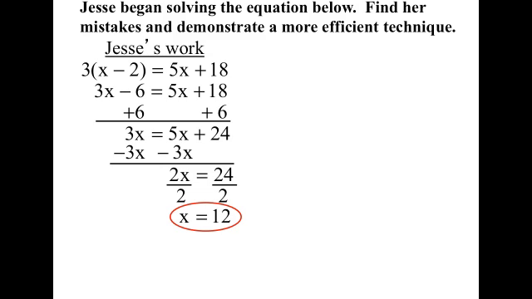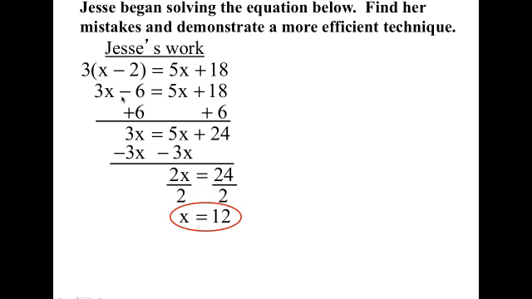All right, so now Jessie began solving the equation below. Find her mistakes and demonstrate a more efficient technique. So take a minute, pause the video, and see if you can find the mistake. All right, now check your work. Now hopefully you redid this problem just as Jessie did. You started it and started trying to solve it. All right, so as I go through the steps, I have to distribute, get rid of the distributing. Now I'm left with something I can deal with.